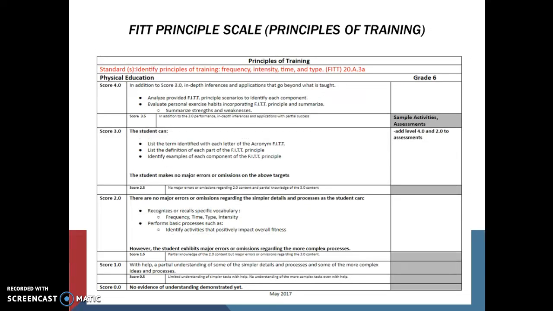Here's the FITT principle scale. It identifies the principles of training, frequency, intensity, time, and type. We want our students to be able to identify each term, be able to define those terms, and be able to identify different examples of the FITT principle.